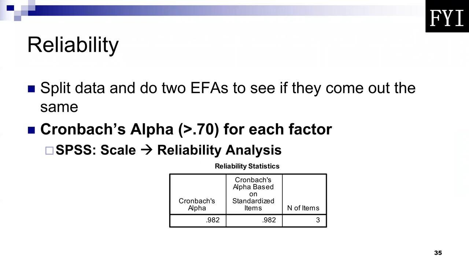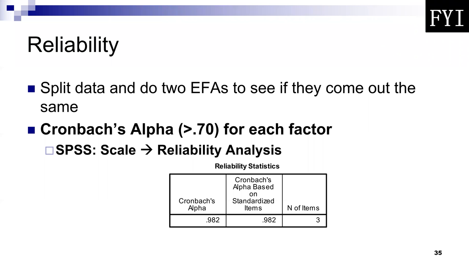I'm on slide 35. If you want to be super robust and rigorous and you have enough sample size for this, split your data randomly in two and do an EFA on both random samples. If the EFA comes out roughly the same for both samples, you have pretty good confidence that that is the correct, correct in quotes, solution.